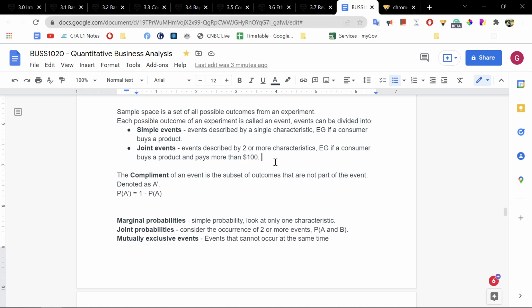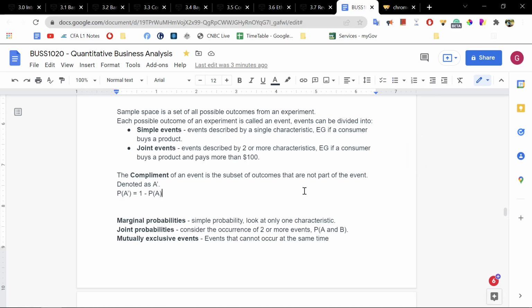However, when it comes to joint events, it is described by two or more characteristics. So think of this as if I flip a coin and get a head, and then I roll a die and get an even number. That would be a joint event because there are two or more characteristics and occurrences that have to happen in order for the joint event to be counted. So thinking of the example of the customer, if the customer buys a product and then pays more than $100, then that would be a joint event, because there are two different characteristics right here. The first characteristic is if a consumer buys a product, and the second characteristic is whether or not the consumer pays more than $100. Okay, so that is the idea of a joint event.